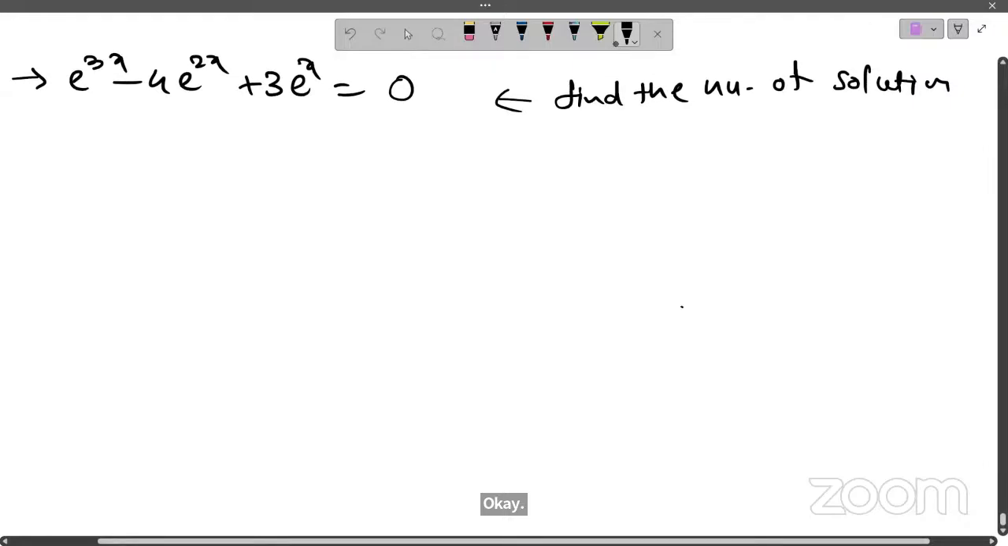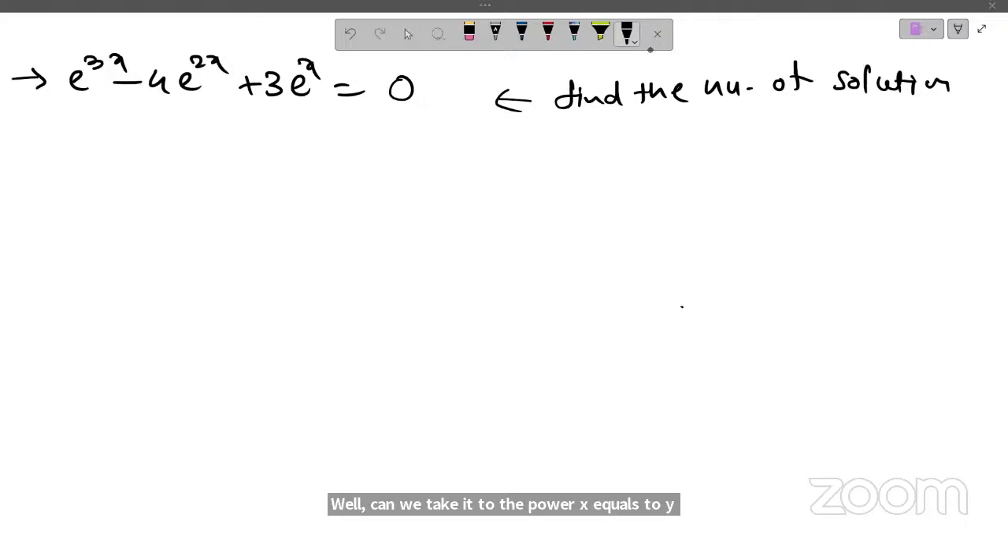Ma'am, can we take e to the power x equals to y? Think about it. Can you take e to the power x is equal to t? You know all things about the exponential function. Just put together and find out. There is nothing in this question, and we have already solved some tougher questions in this. Yeah, correct.